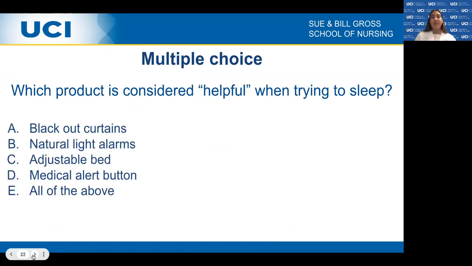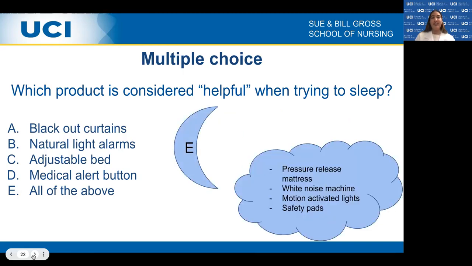Now we have a multiple choice question. The question is, which product is considered helpful when trying to sleep? A, blackout curtains, B, natural light alarms, C, adjustable bed, D, medical alert button, or E, all of the above. The answer is E, all of the above. Next, we will have Elijah talking about how to keep a sleep diary.